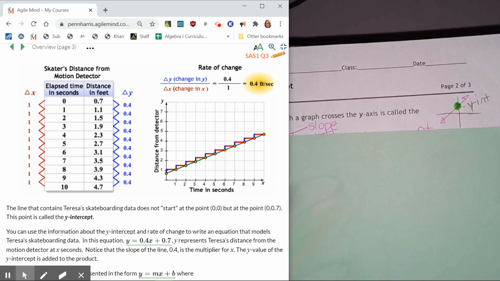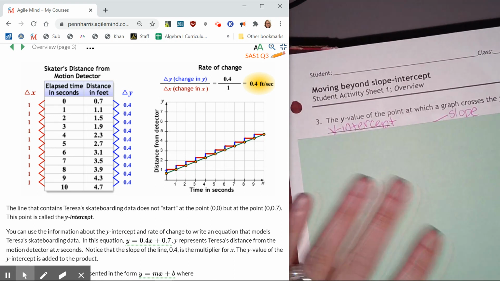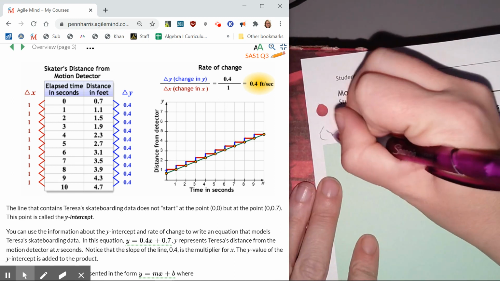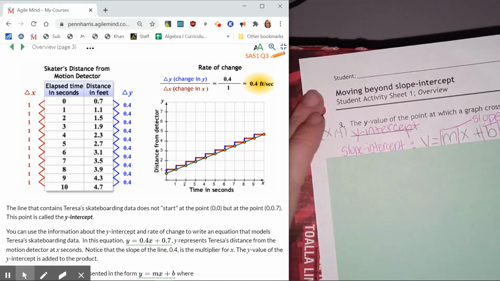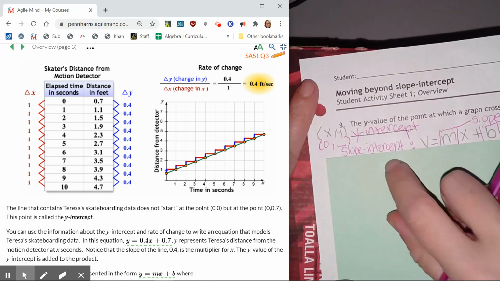So at this particular graph here, where it crosses the y-intercept was at 0.7. How do I know it was at 0.7? Because that's when 0 seconds was. If you also want to take note, this is always going to be in the format of x comma y. My y-intercept is at the point 0 comma a number. When x is 0, what is your y value?